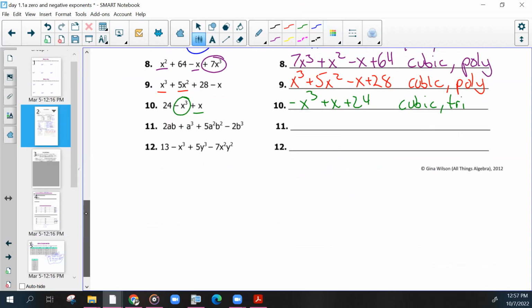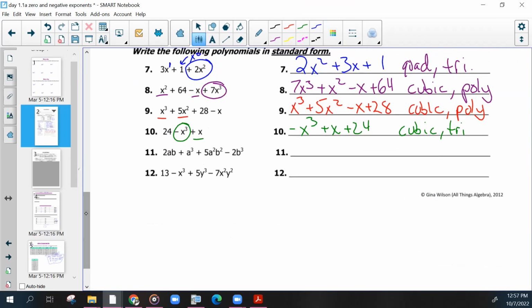11 and 12 is where it gets a little interesting because we have multiple variables. So for 11, we're looking for the highest exponent in ABC order. So a would come first, and that also happens to be our highest exponent. Then we're going in decreasing ABC order. So plus 5a squared b squared, then plus 2ab. Then at the end, once we don't have any more a's, we can put minus 2b to the 3rd. Our highest degree would be a cubic function, and this has 4 terms, so that would be a polynomial.